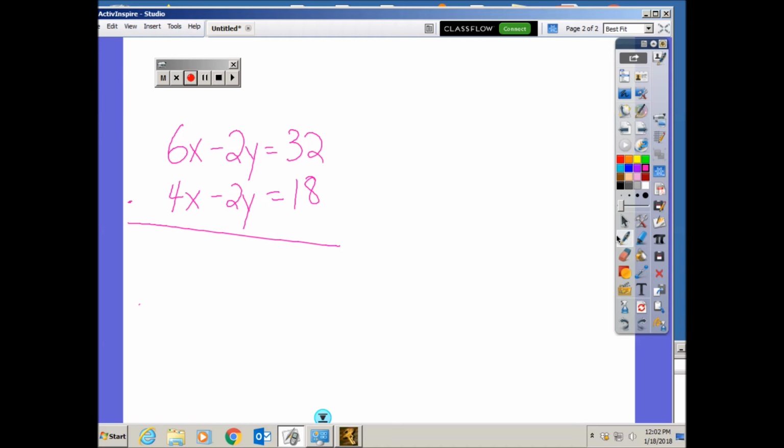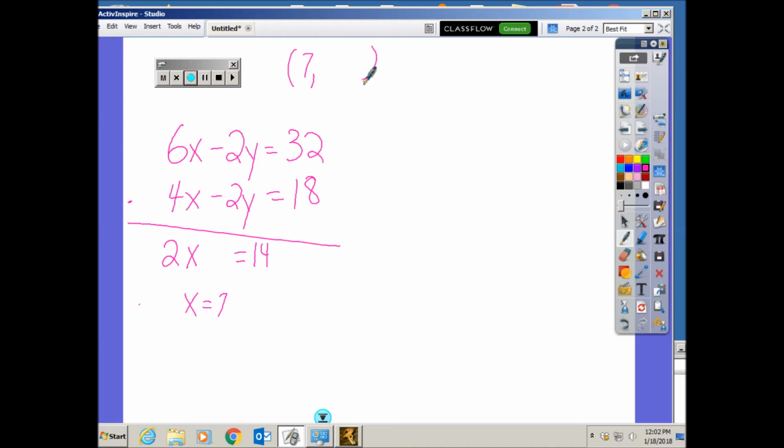Okay? So I'm subtracting. 6x minus 4x is 2x. Those cancel out. What's 32 minus 18? 14? Something like that. I think it's 14 because 32 minus 20 would be 12, and another 2 would be 14. So x equals 7.